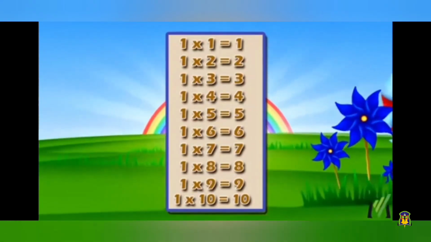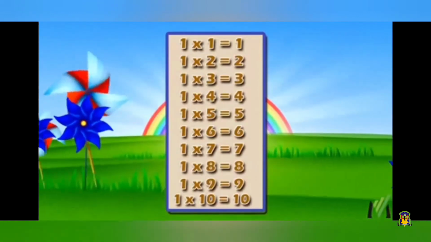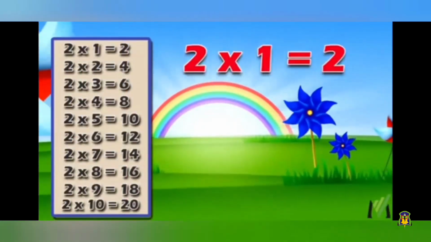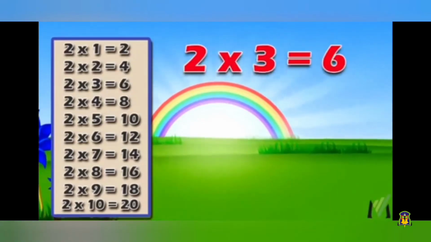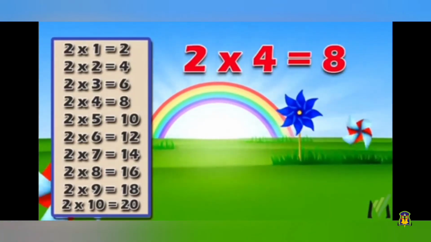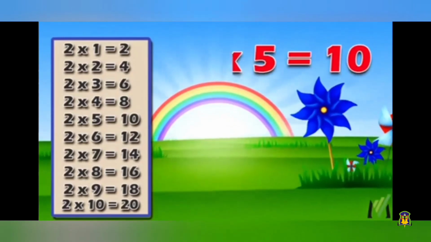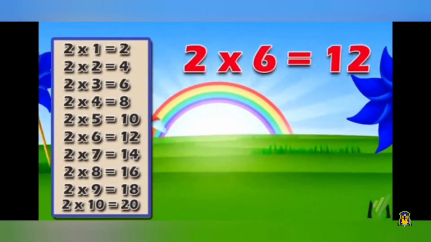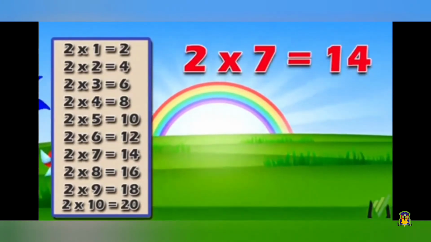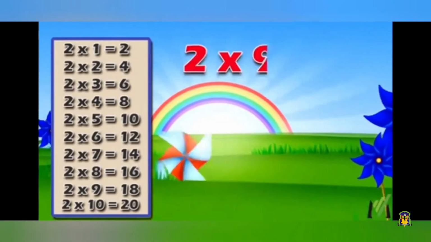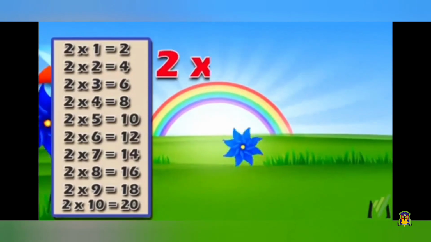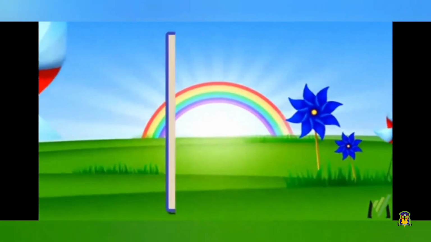Let's revise the table of 2. Table of 2. 2 ones are 2. 2 twos are 4. 2 threes are 6. 2 fours are 8. 2 fives are 10. 2 sixes are 12. 2 sevens are 14. 2 eights are 16. 2 nines are 18. And 2 tens are 20.